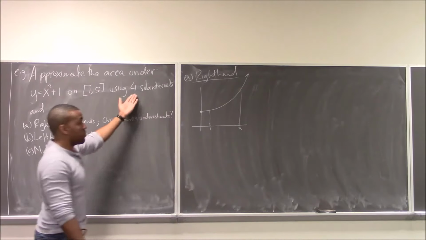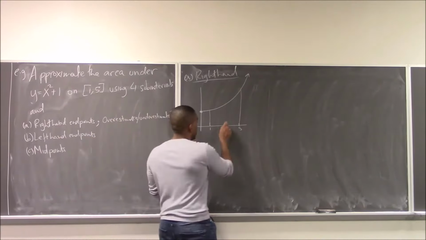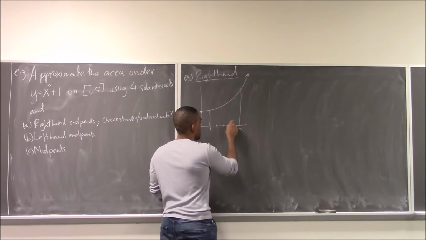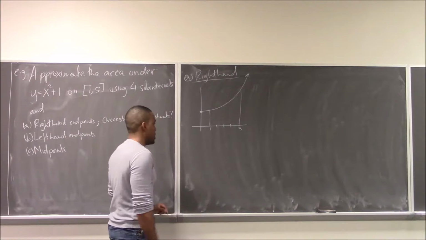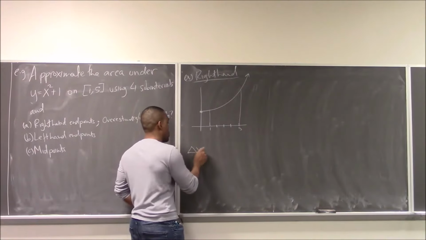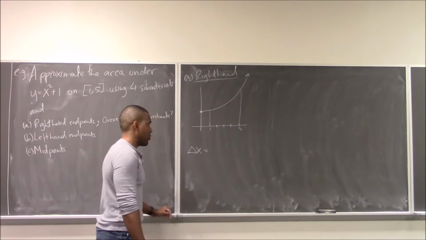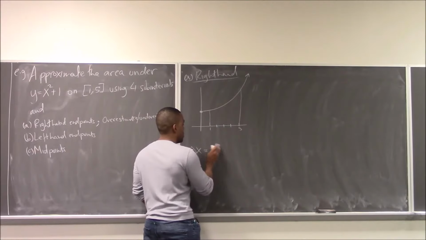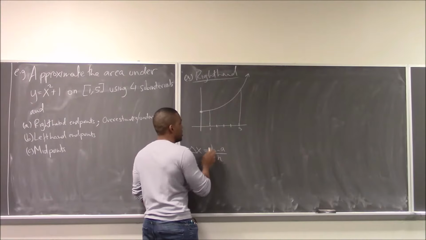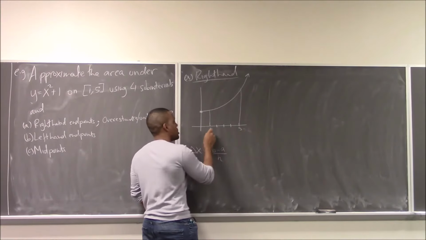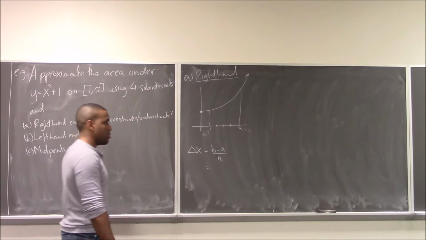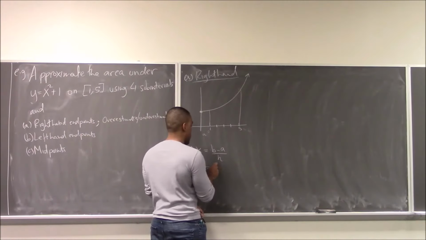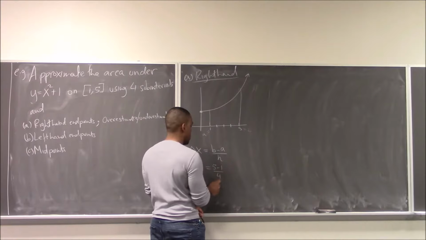Now it says using 4 subintervals, so I'm going to split this interval into 4 pieces. And so now I need to find the length of each piece. First thing I'm going to want to do is find my delta x. Remember, delta x is b minus a over n. This endpoint is your b, this one is your a. Left endpoint is your a, right endpoint is your b. So this is 5 minus 1 over 4.